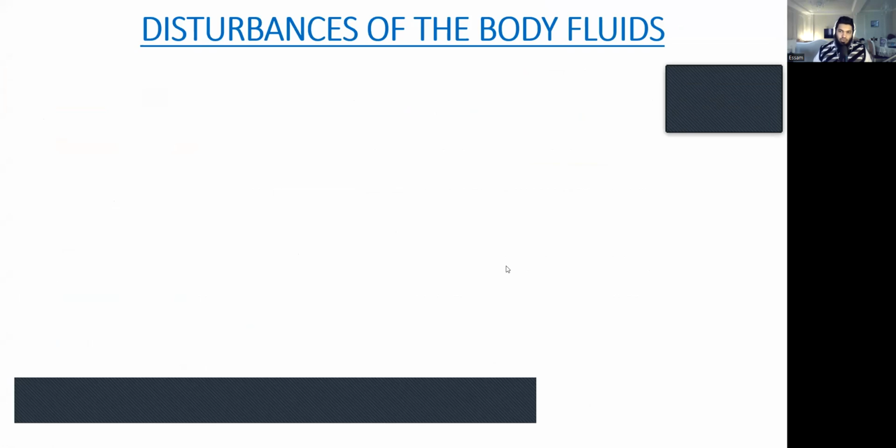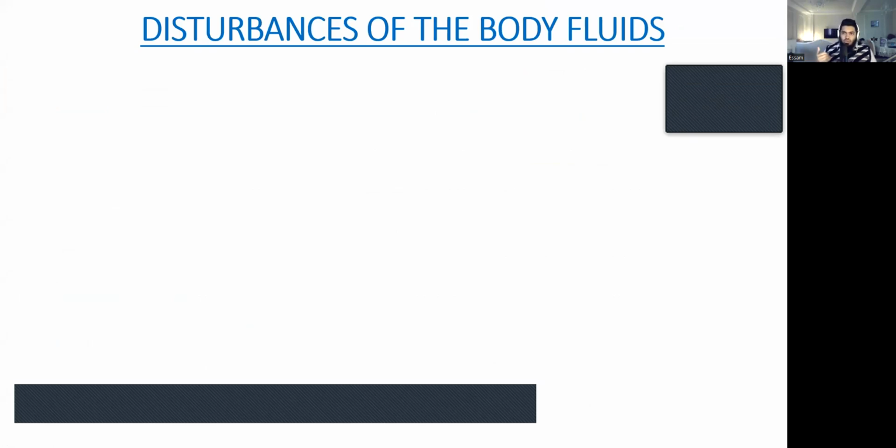So we are talking about disturbances of the body fluids, which means if in the body there is more water or less water. More water, we call it overhydration. Less water, we call it dehydration. But we have already discussed that there are different compartments in the body. For example, inside the cell, we call it intracellular fluid. Outside the cell, we call it extracellular fluid. So the water inside the cell is intracellular, and the water outside the cell is extracellular.